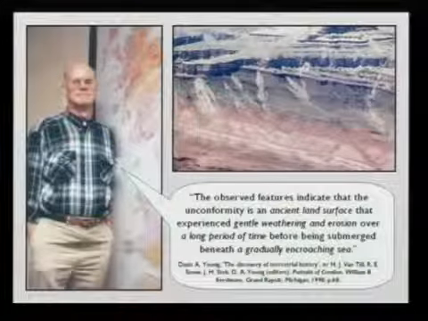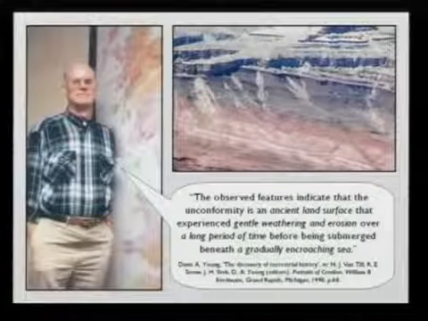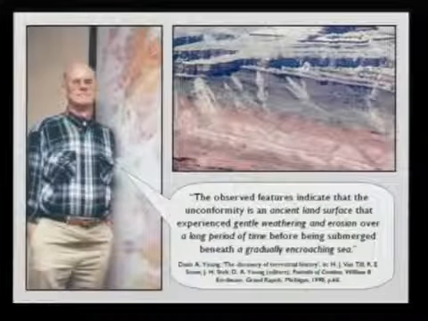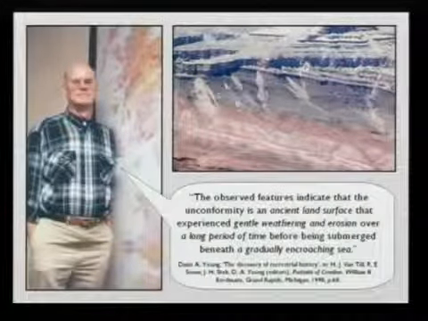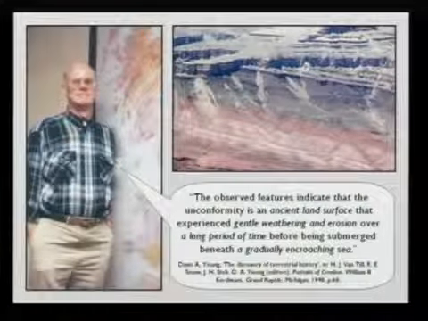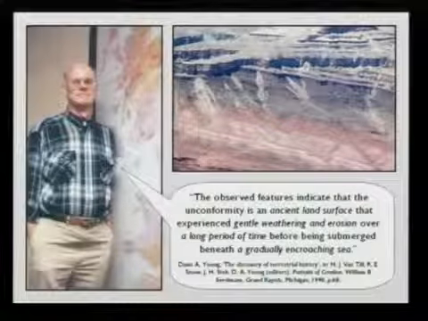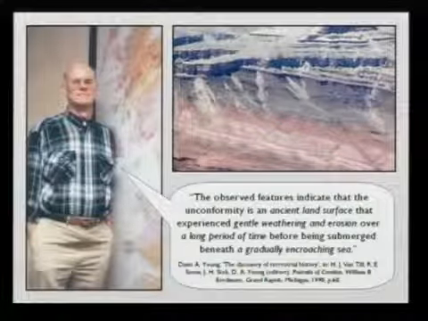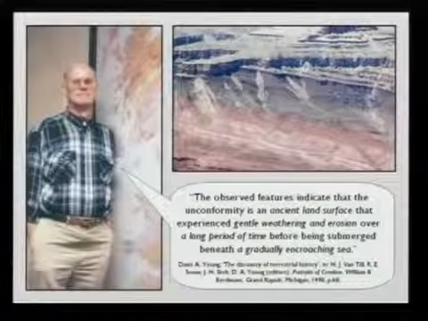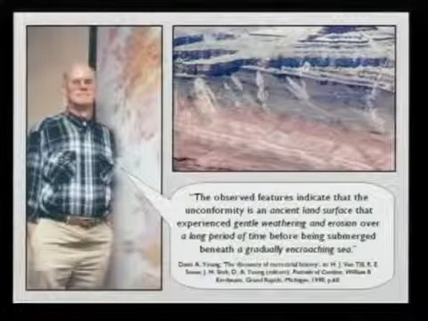Now, will you note the language that he uses there in that description? This was a land surface. It was subjected to gentle weathering over a prolonged period of time before it was submerged gradually beneath an encroaching sea. Uniformitarianism is involved, obviously, there in that description.